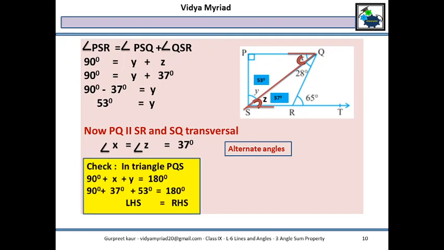With this we have been able to find all the values, and I can check whether my answer is right or not. You have X, you have Y, you have 90 degrees. It comes to a total of 180 degrees, which is proof that my answer is correct.